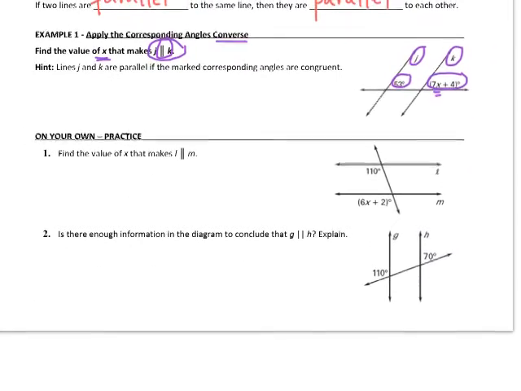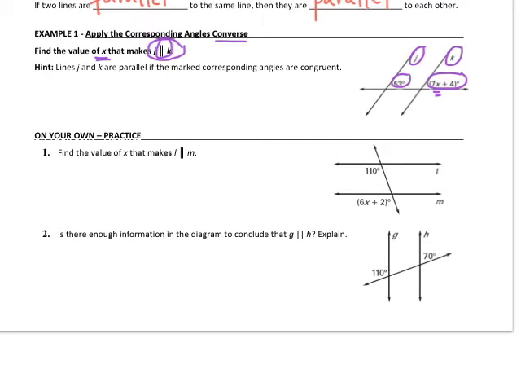Okay, so let's set this up. We're going to say 53 equals 7x plus 4. All right, and then let's read the hint. It says that lines J and K are parallel if the marked corresponding angles are congruent. All right, I think I stated that already.